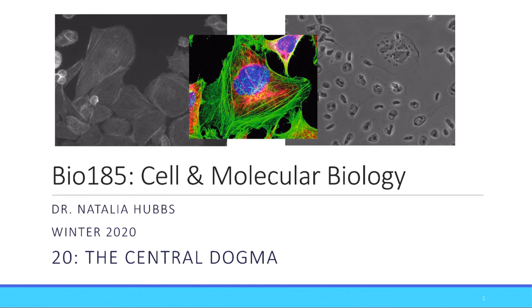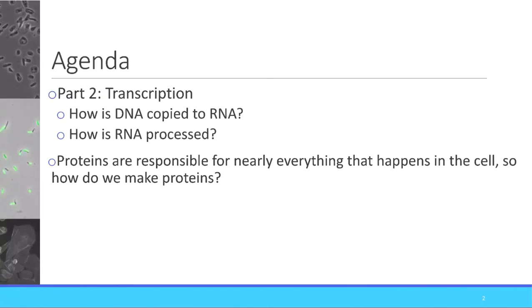Hey, good morning. Welcome back to part 2 of the Central Dogma. So we're going to pick up right where we left off. We left off with an introduction to the genetic code. We talked about how a cell reads codons and how it knows which amino acid is needed for the protein. So today we are going to get into the molecular mechanisms, and specifically we're going to talk about part 2, and that is transcription.